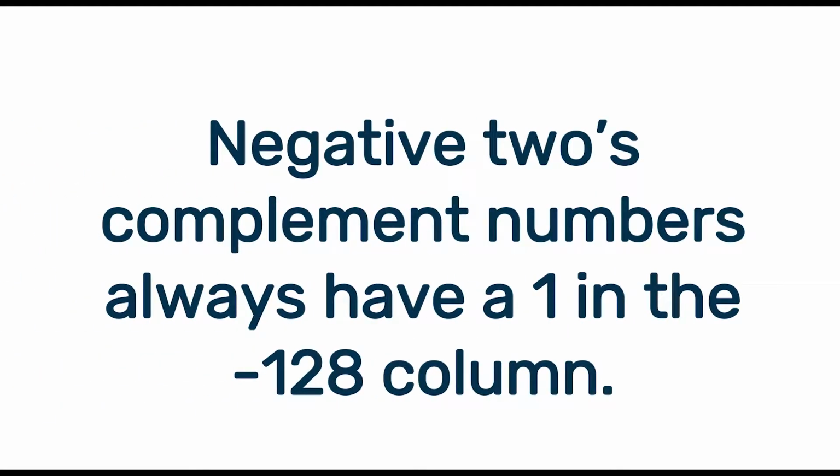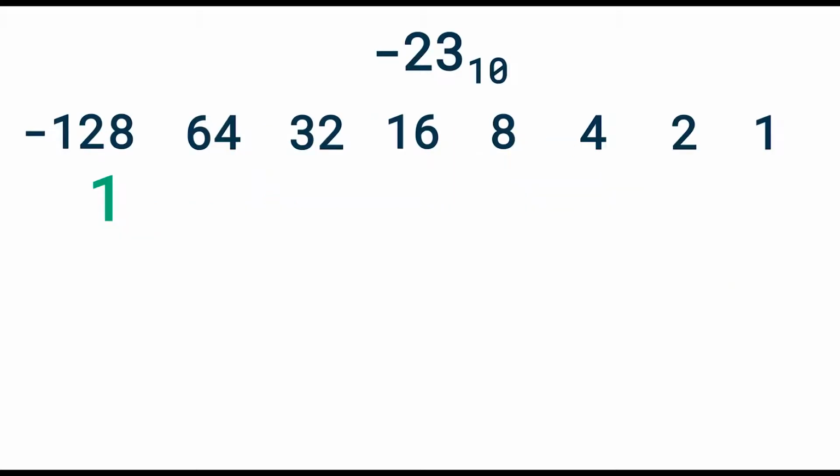Let's stop for a bit and absorb this. Our rule is that a negative 2's complement number will always have a 1 in the minus 128 column. So right now we have minus 128 since we have a 1 in the minus 128 column. We then need to add to minus 128 in order to get to negative 23.